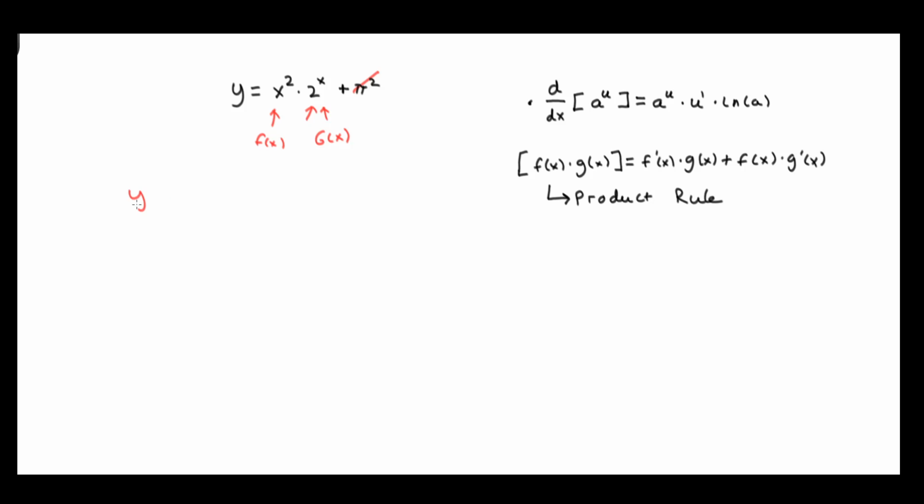So going through this, since this x squared is going to be our function f of x, we'll go ahead and find the derivative of this first. So using our basic power rule, the derivative of x squared is just 2x. And then our g of x function just remains unchanged here, so we multiply that by 2 to the x.